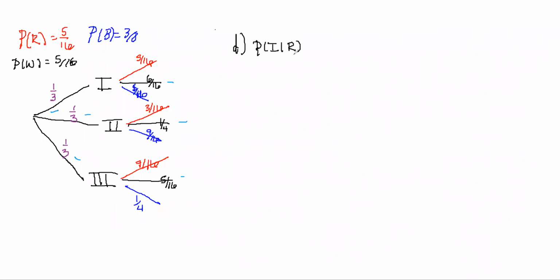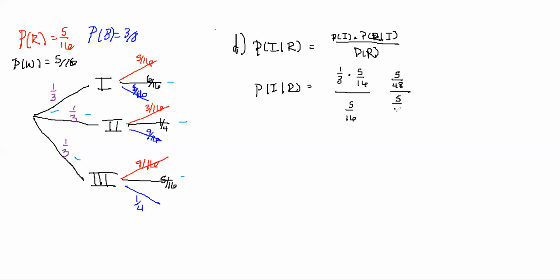Right? So we know this is equal to the probability of jar 1 times the probability of red given jar 1, divided by the probability of red. This we know, we've figured out. So let's put it all together. The probability of jar 1 given red is equal to the probability of getting jar 1, which is 1 over 3, times the probability of getting red given jar 1, which is 5 over 16, divided by the probability of getting red, which is also 5 over 16. So we can multiply this all out to simplify it. This is 5 over 48 divided by 5 over 16.